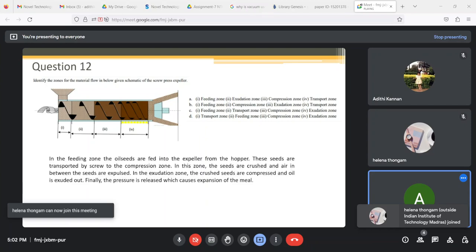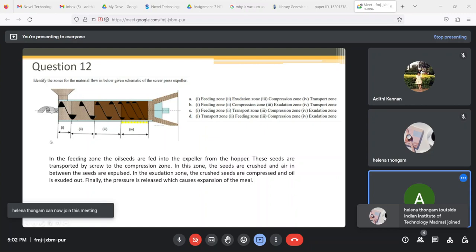Let me explain better. The feeding zone, that is the first part, is where your oil seeds are fed into the expeller from the hopper. So this is the hopper, and oil seeds are fed into the feeding zone. Then you have a transportation zone, from the feeding zone the seeds will be transported to a high compression zone. So second comes the transportation zone, which transports the seeds from one zone to another.